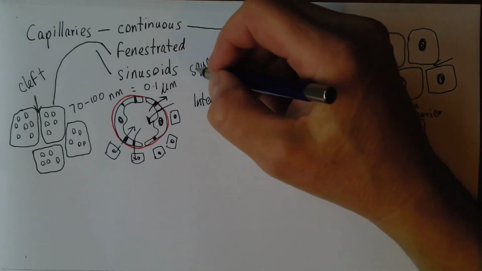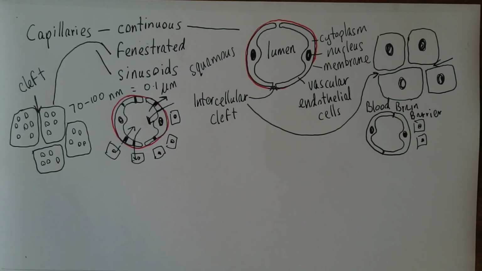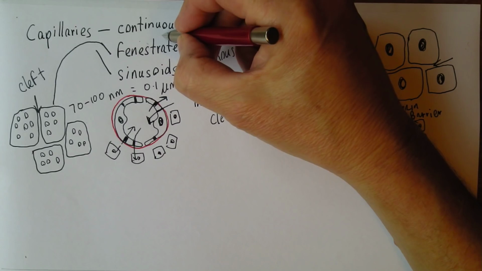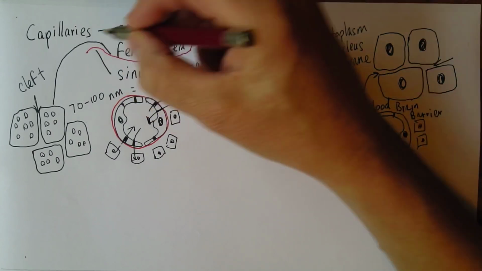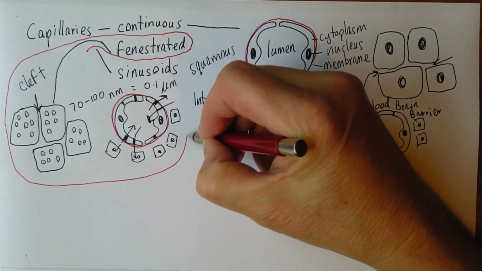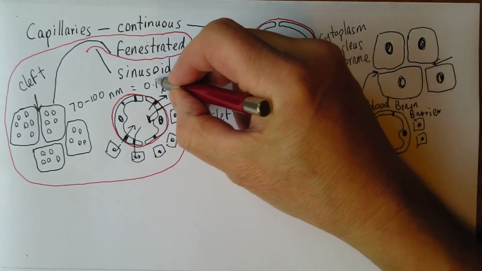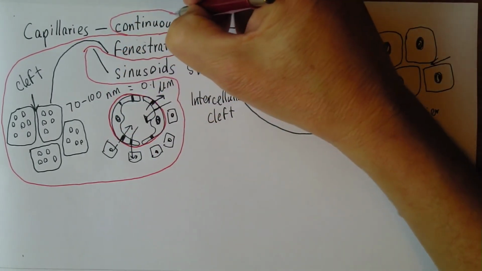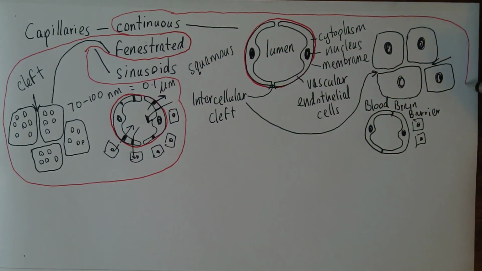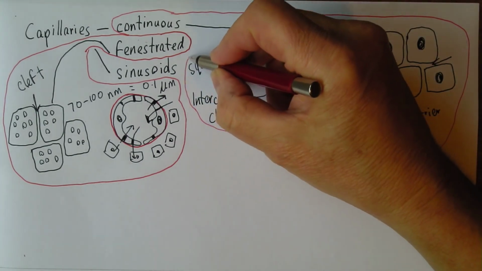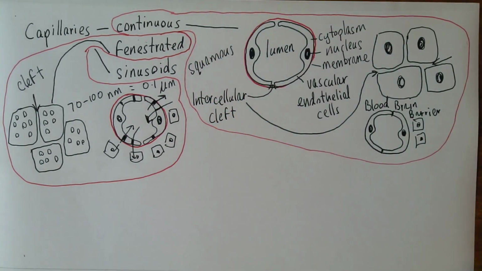Now the third type, the sinusoids, just make sure I'm not getting these mixed up. So these are the fenestrated ones here. This bit of the page is about the fenestrated capillaries. This bit is about the continuous capillaries over here. Yeah, they're continuous, and the sinusoids are the other type.